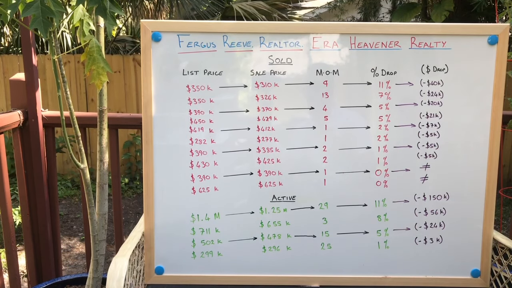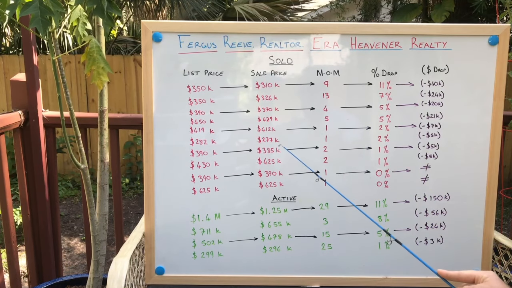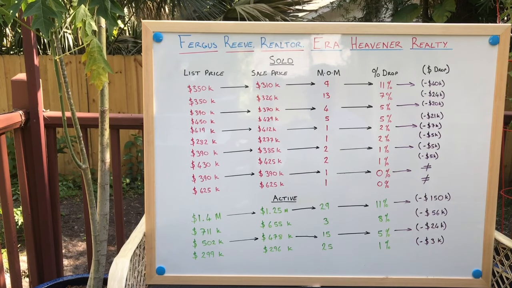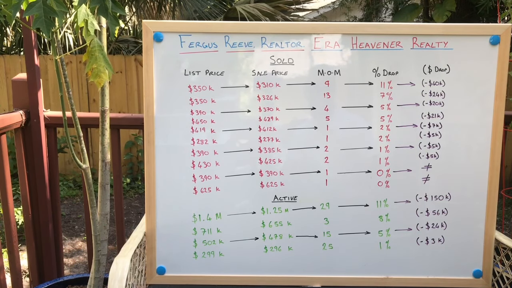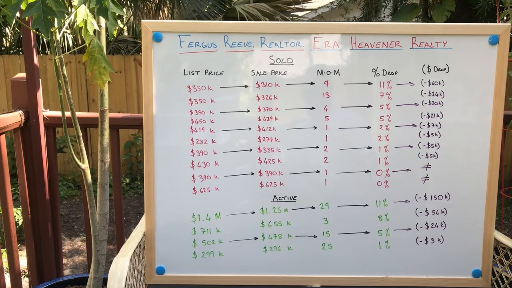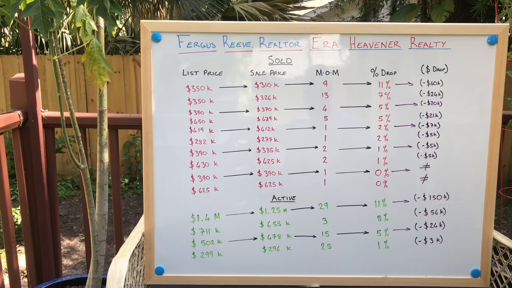So I have a list of 14 properties. In the red we have 10 that have been sold, and at the bottom we have 4 in green which are still active. All 14 of these properties are either active or were sold in Knockerty in the last 12 months, so all relatively recent.